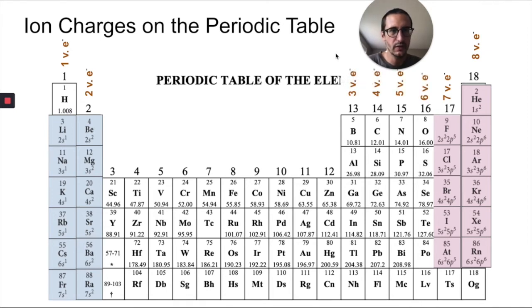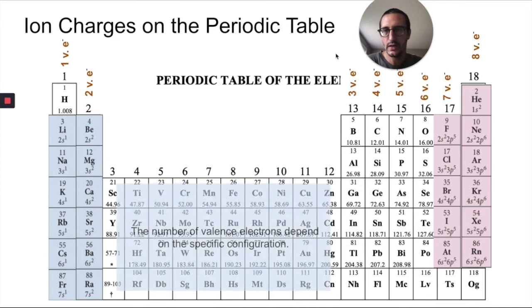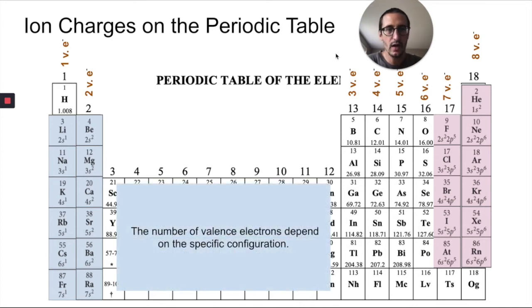The other groups on the periodic table, we can predict how many valence electrons they have. And this is important because we can then also predict which ions they'll form. So if we want to talk about ion formation, the transition metals: the number of valence electrons on a transition metal really depends on the specific configuration. So it's a little harder to draw a whole thing for the one group when each one is a bit different.